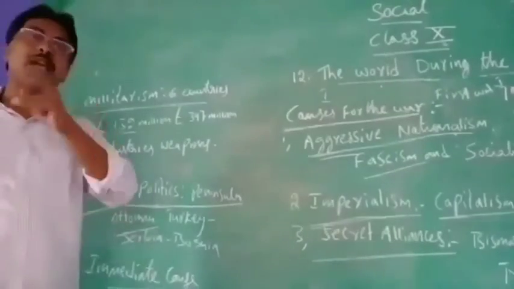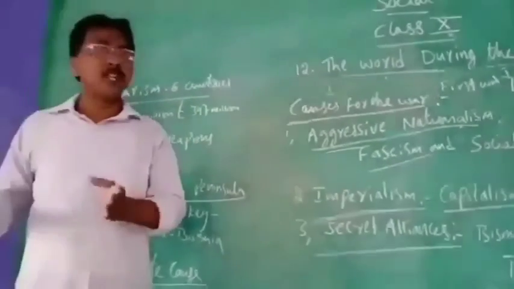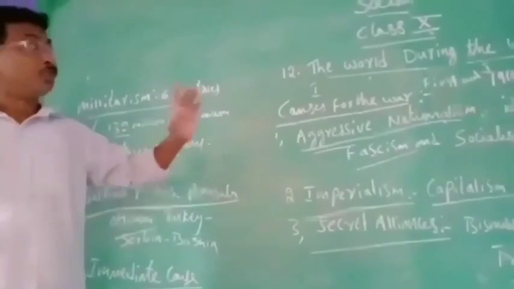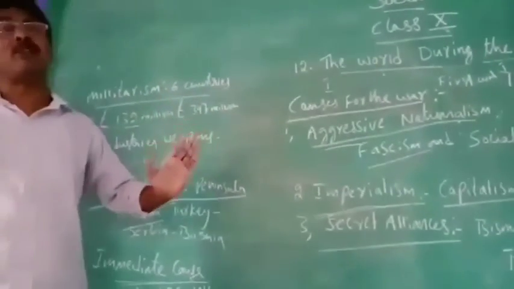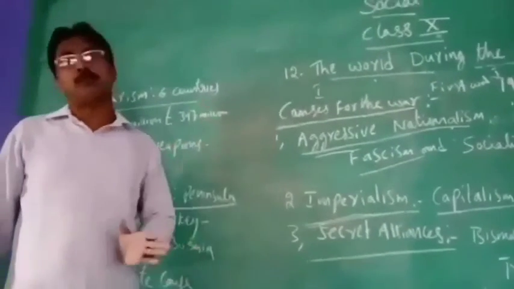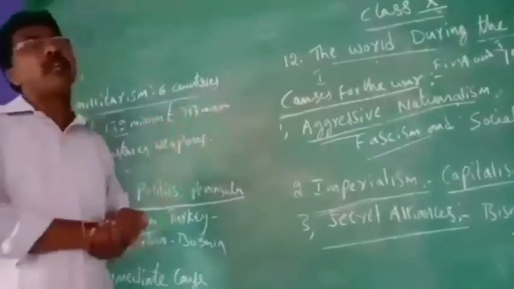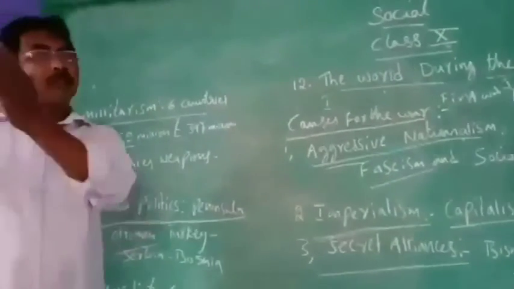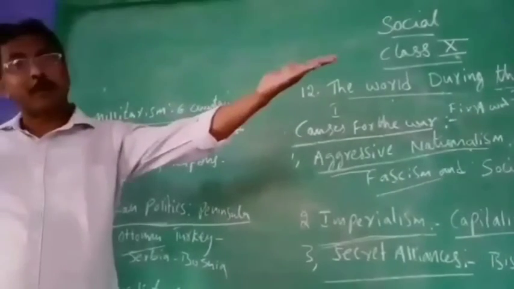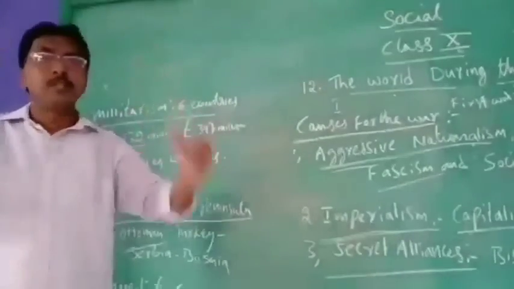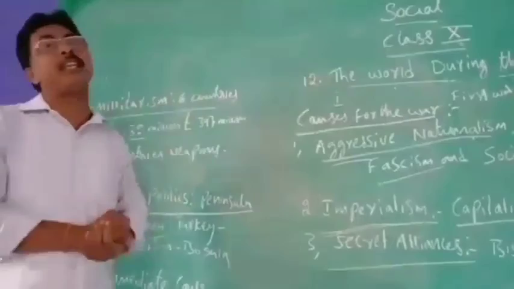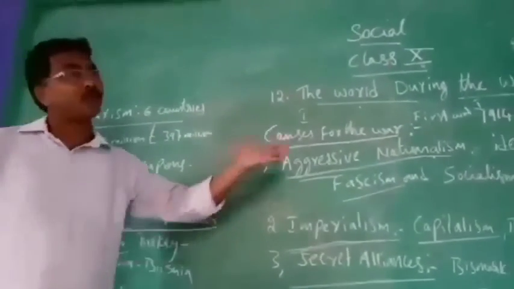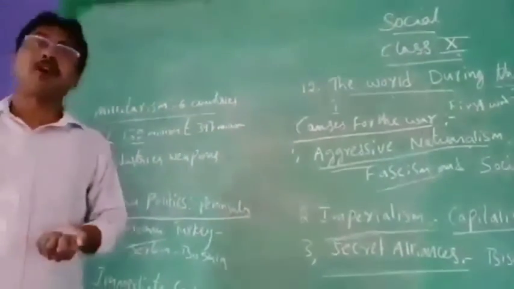So the Austrian people sent one letter to Serbia asking them to give an explanation why they had killed our king and queen, and that we want it within 48 hours. But what happened? They did not respond. They did not write any letter. So they got angry.